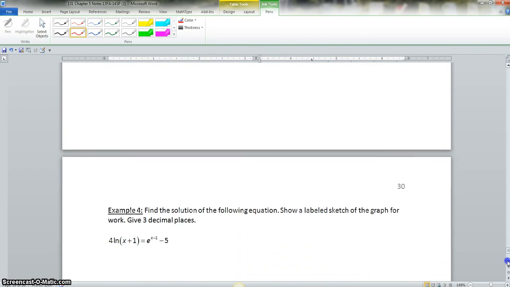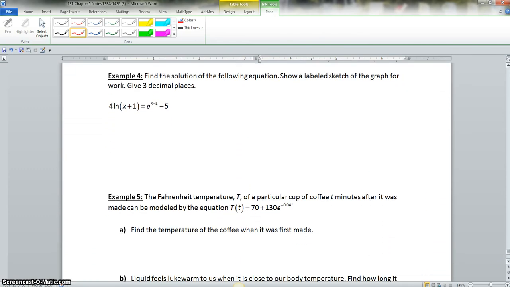Now we're about to go to the next problem. This will be your third page. Now we're at example 4. It says, find the solution of the following equation. Show a labeled sketch of the graph for work. Give 3 decimal places. So this is what we need to do. We need to put this value into your calculator as y1. We need to put this value in your calculator as y2. Now, when you put this in your calculator, it's going to show you a sketch of a graph. And you also could get the intersection points.